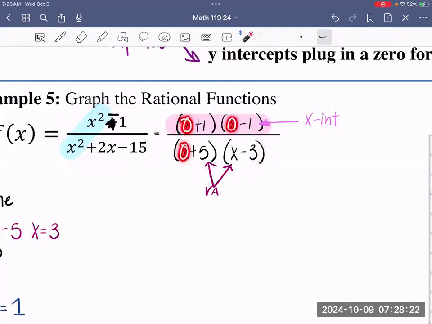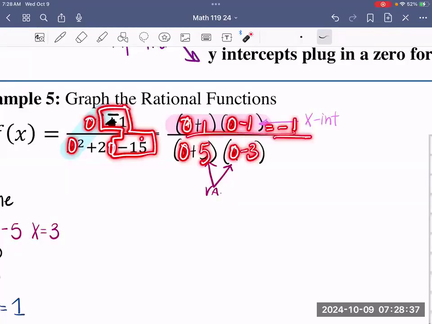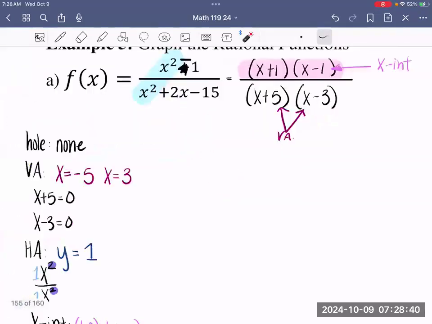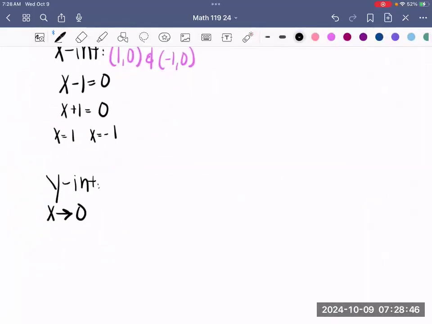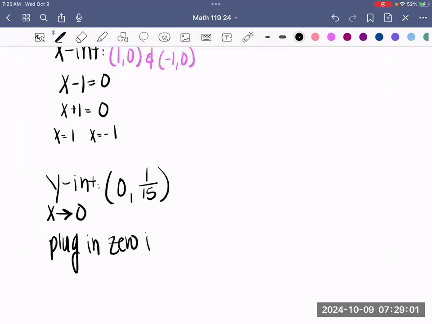So 0's over here, 0's over here, right? And you'll be left with negative 1 over negative 15, or 1 times negative 1, which is negative 1, over 5 times negative 3, which is negative 15. So we have your y-intercept at 0 and 1 over 15. Again, this is because we plug in a 0 into the equation.